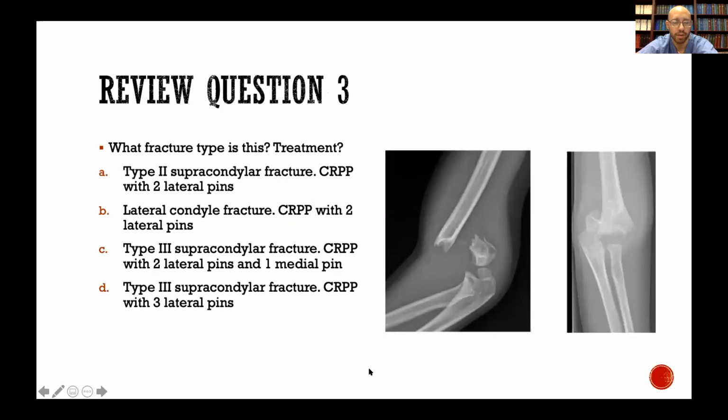So question number 3. What fracture type is this? And then what is your treatment?